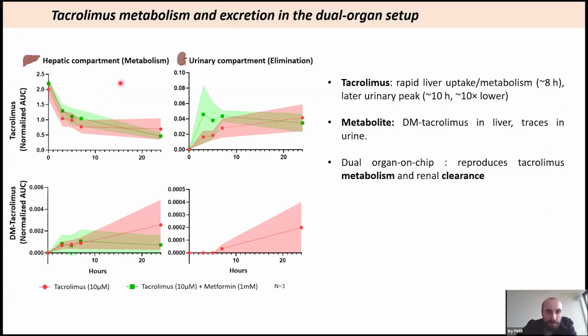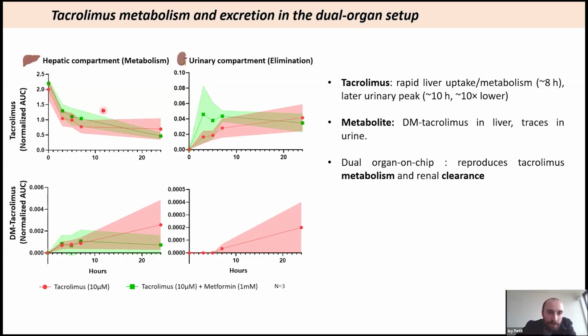And yes, at the hepatic compartment, if we look for tacrolimus, we saw a rapid decrease due to liver uptake, but also due to adsorption. And at the urinary compartment, we saw the appearance of tacrolimus, which means that we have a clearance, the excretion of the tacrolimus compound. And it's at quite low doses, which could replicate the physiological aspect with this low urinary elimination. So the clearance, that's okay.